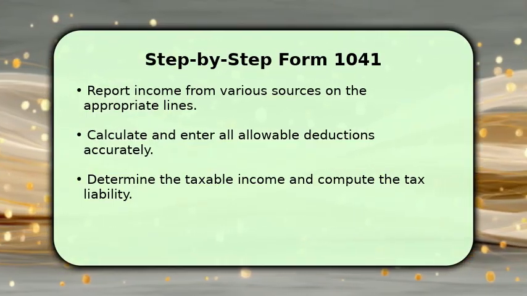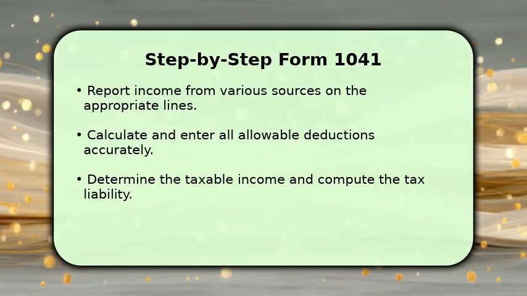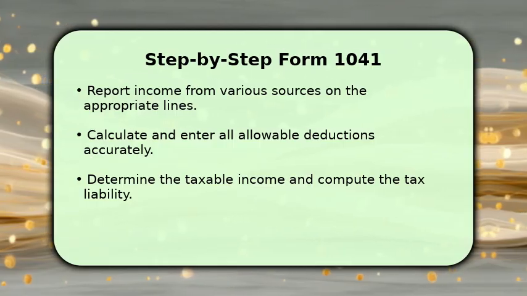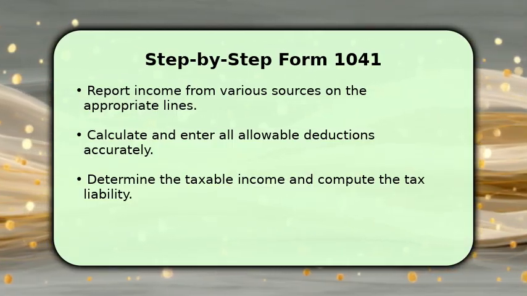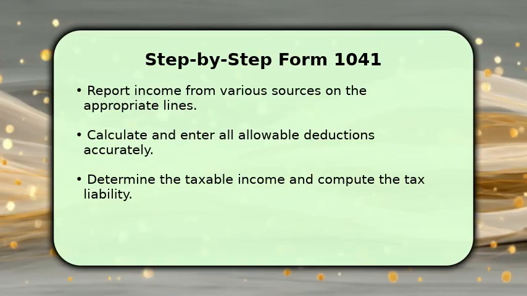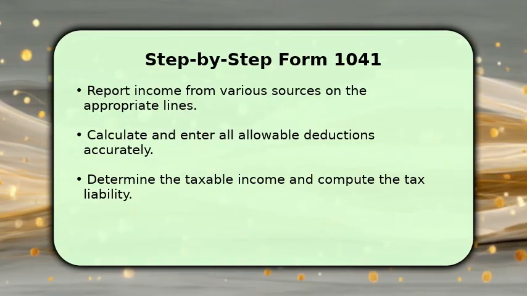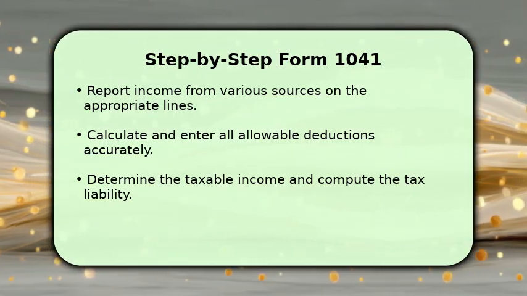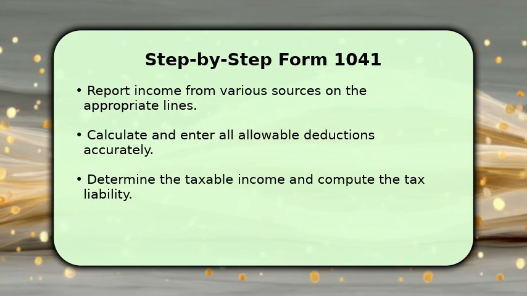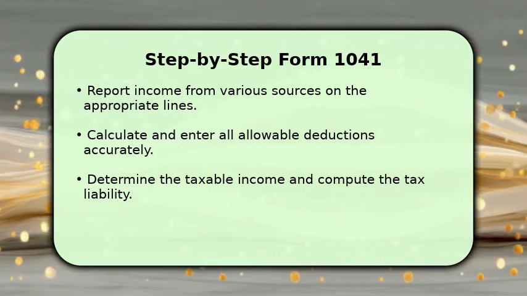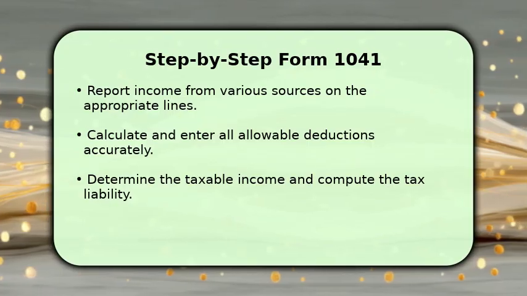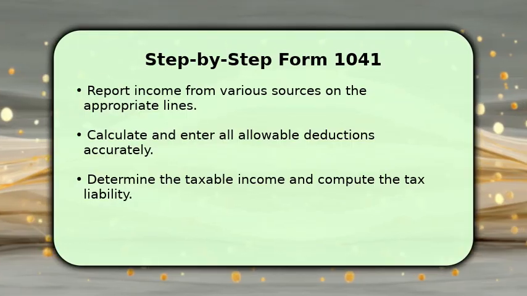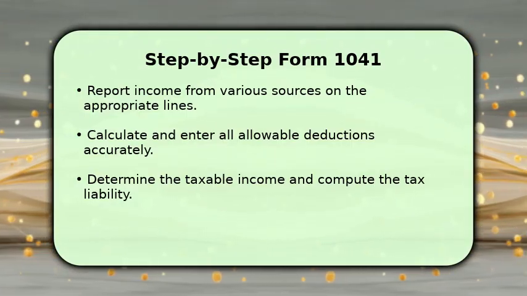Now, let's walk through completing the form itself. Begin by reporting all income from various sources, such as interest, dividends, and capital gains, on the designated lines. Carefully calculate and enter all allowable deductions, ensuring they are properly documented. After accounting for income and deductions, you will determine the taxable income for the estate or trust. Finally, compute the tax liability using the appropriate tax rates and schedules, making sure all calculations are precise.